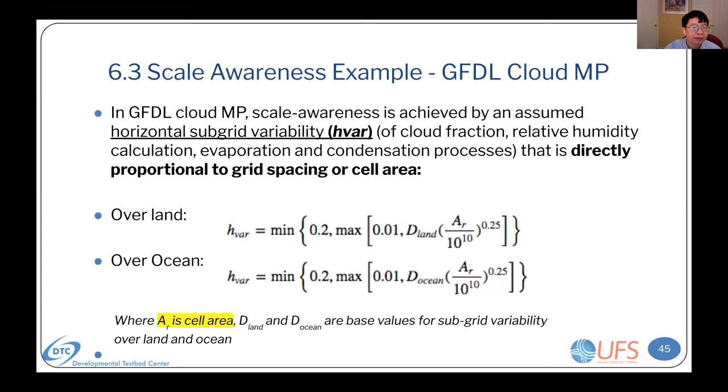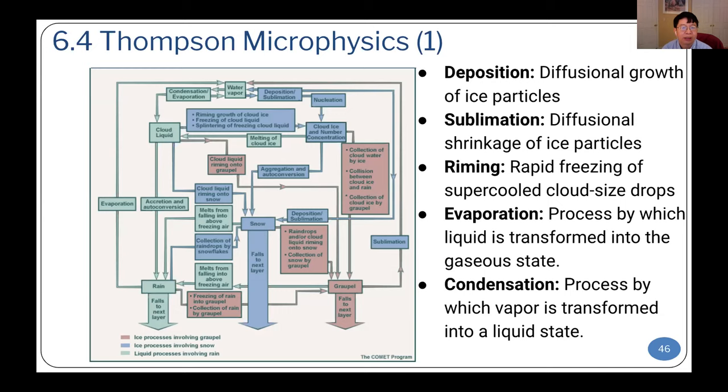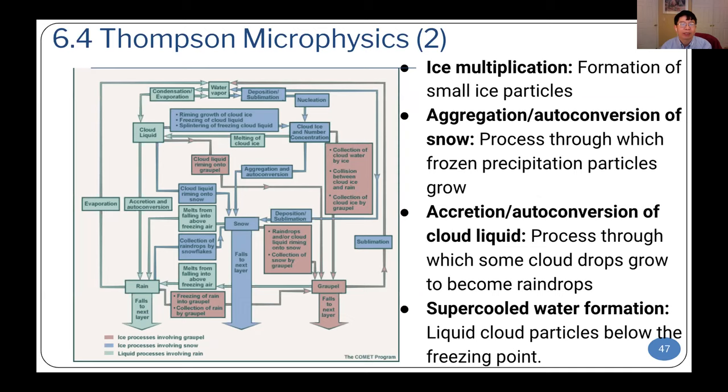Now let's look at the Thompson microphysics. It has different colors. The red one means ice process involving graupel. Then the deep blue is ice process involving snow. Then light blue means liquid process involving rain. That includes deposition, sublimation, riming, evaporation, condensation, also ice multiplication, aggregation, accretion, supercooled water formation. So that's the Thompson microphysics.